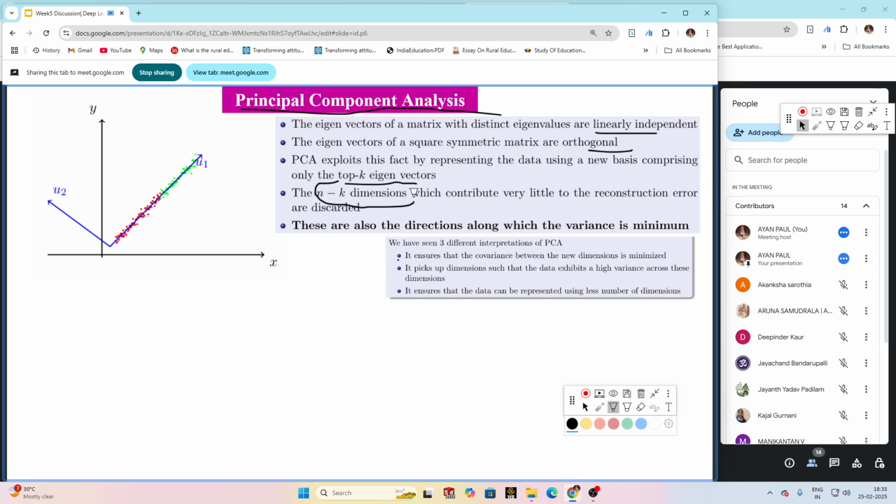The n minus k dimensions which we are rejecting are the directions in which variance is minimum. How do we know the variance is minimum there? Because the eigenvalue is less in those directions. So that is why variance is minimum.